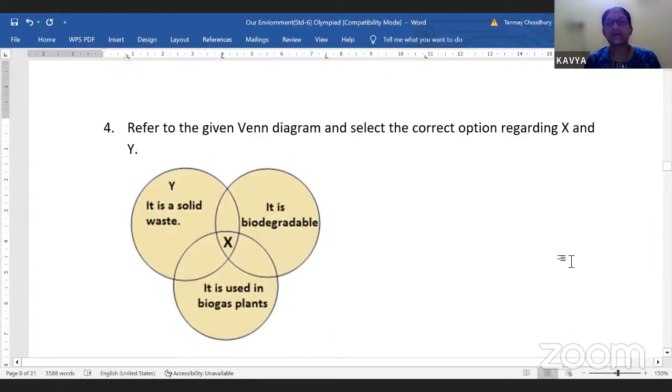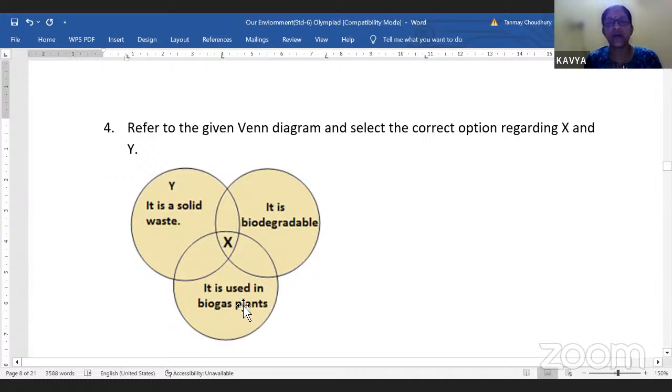Refer to the Venn diagram. Again, Venn diagram questions are always asked in the Olympiad. And I hope you know by now, after grade 4 and 5, by 6th standard, you should be able to know what a Venn diagram is. So here, this circle consists of solid waste. This circle consists of all the biodegradable waste. And this circle consists of what is used in biogas plants.